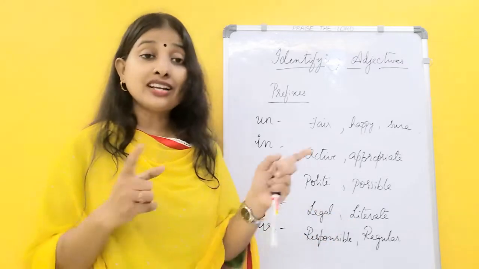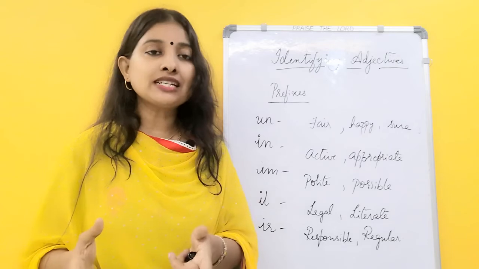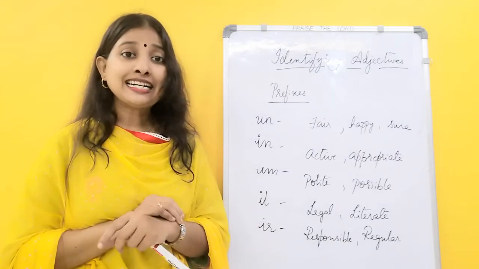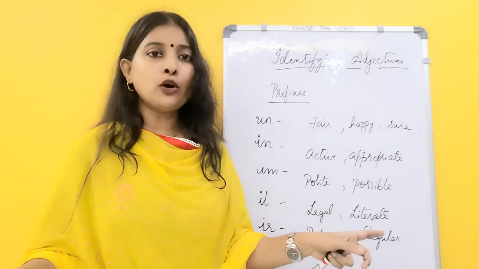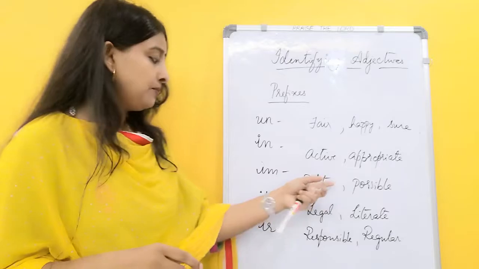Similarly, impossible. If I say everything is possible, that is a positive approach. If I am saying it is impossible to do, it is completely impossible. It is not at all possible. Impossible means not at all possible, right?